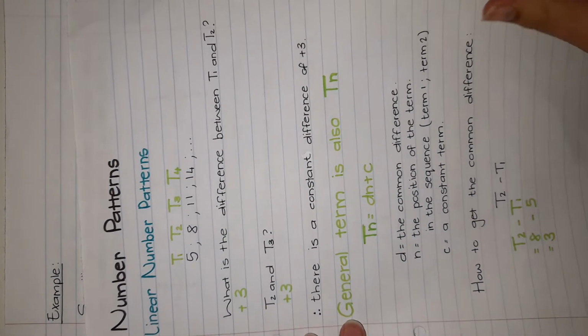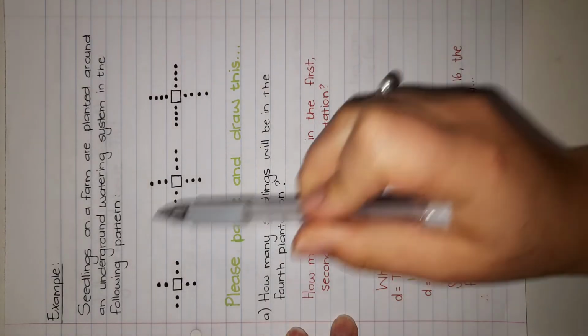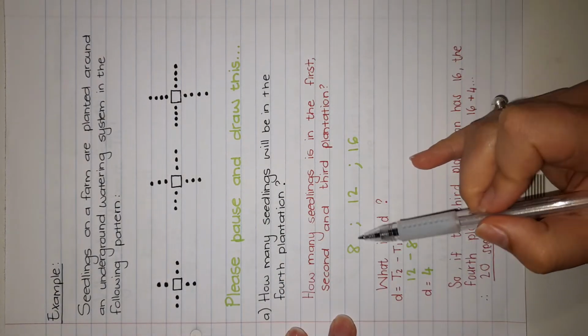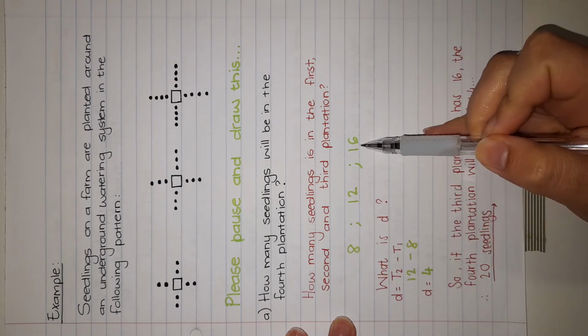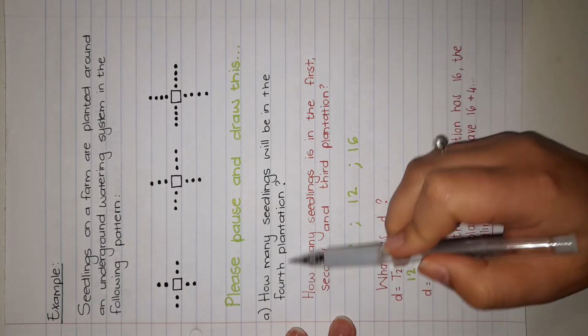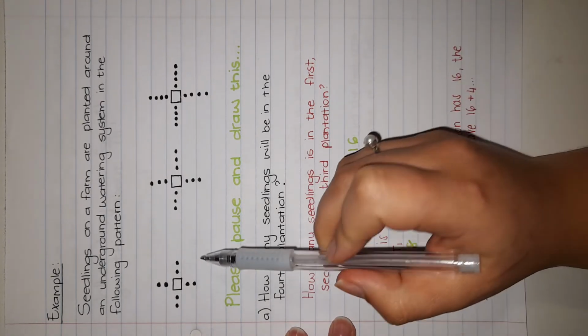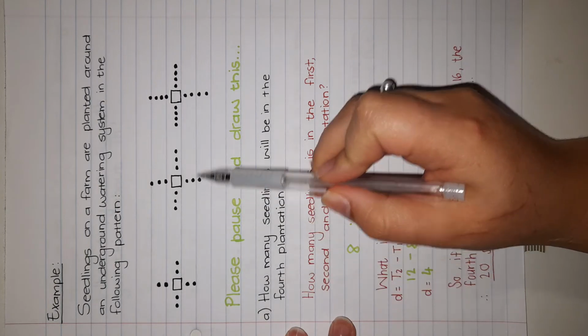So when we worked on our first one, we had 5, 8, 11, 14. And our new pattern now of these plantations would be 8, 12, and 16. Now my question is, how many seedlings will be in the fourth plantation? My question to you first is, what's my difference between these ones?